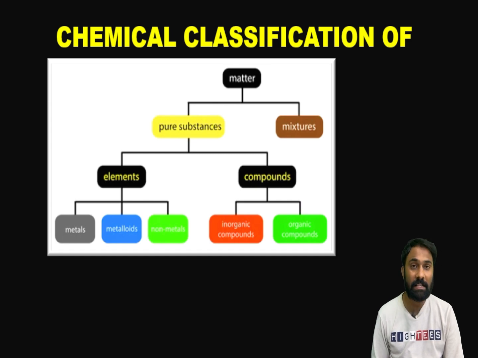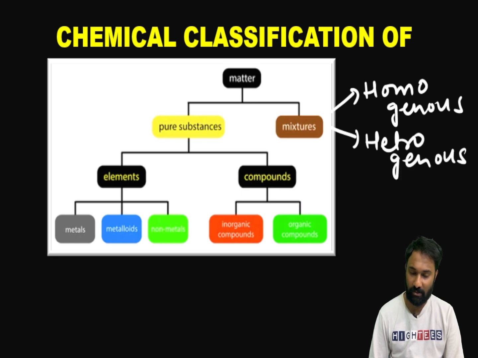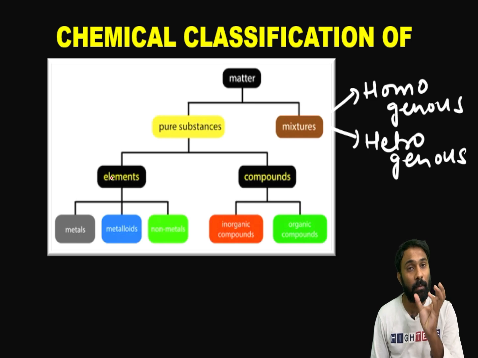Clear? In the chemical classification of matter, matter has been divided into pure substance and mixture. This mixture has been divided into two types: one is a homogeneous mixture, one is a heterogeneous mixture. Then next, element. What is the meaning of element? An element contains only pure atoms.